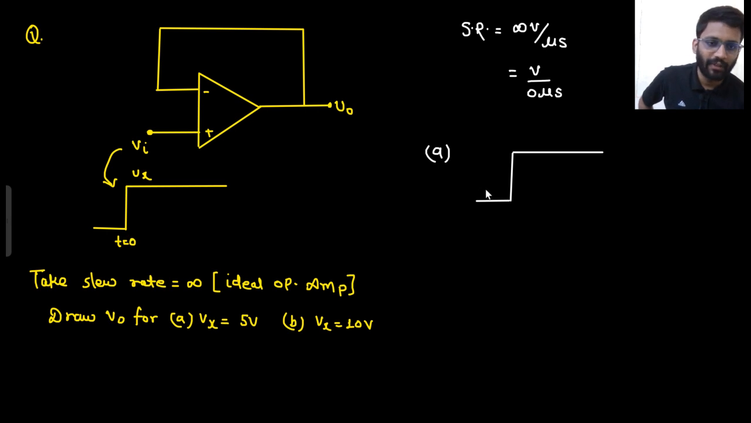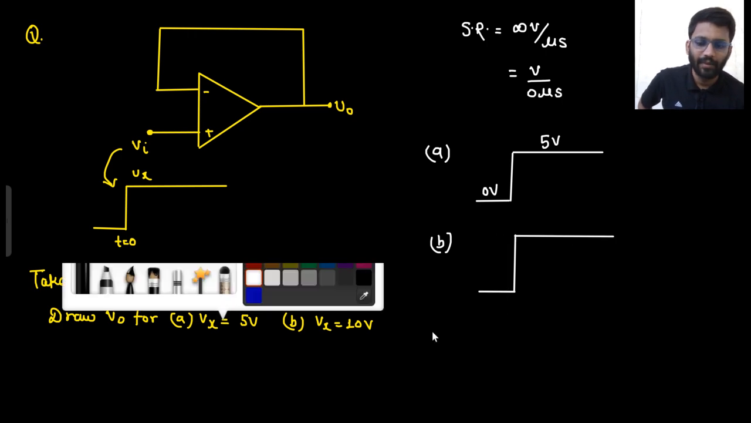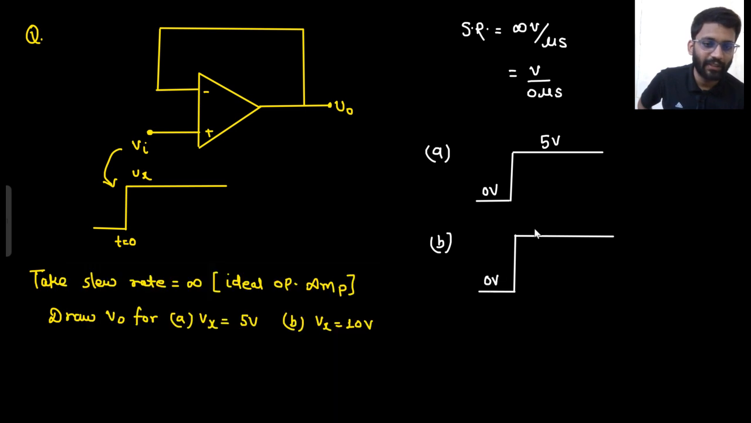From 0 to 5 volt it will rise in 0 microsecond. And what will be the answer for B? In 0 microsecond only it will rise from 0 to 10 volt. So these topics are actually very complex to understand, but we will take examples and make everything very, very easy, right?